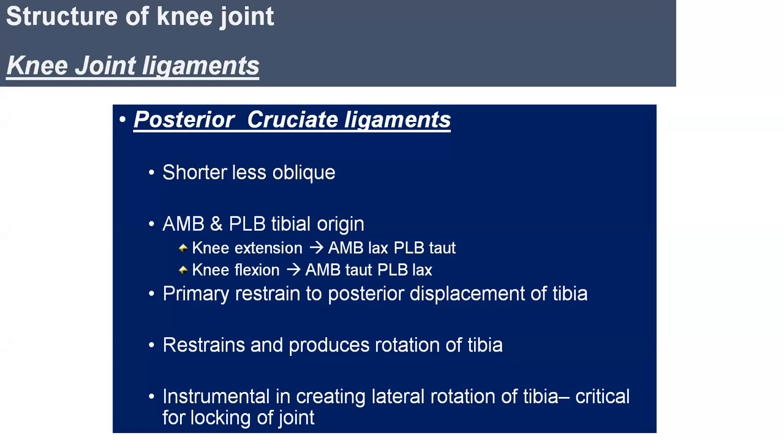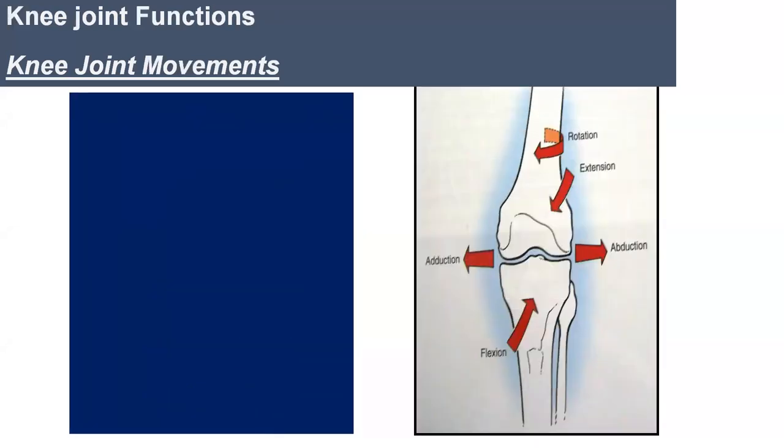So it acts as the primary restraint to the posterior displacement of the tibia and restrains rotation of the tibia. It is instrumental in creating lateral rotation of the tibia, critical for locking of the joint.